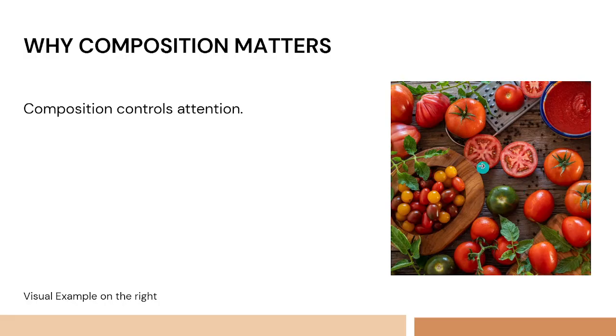It helps us to see what the designer wants us to see first, and some people might notice this section first. So composition basically serves to control our attention on an image.